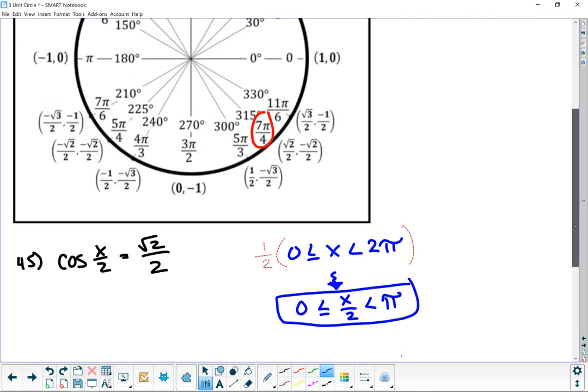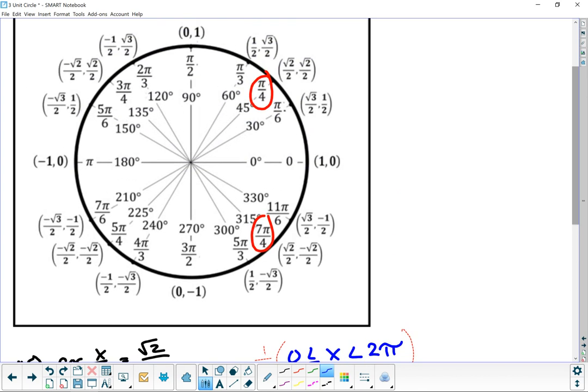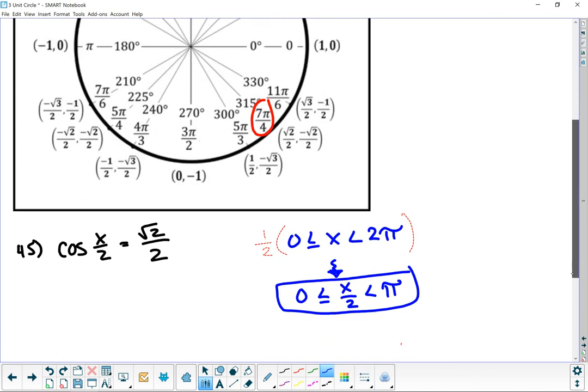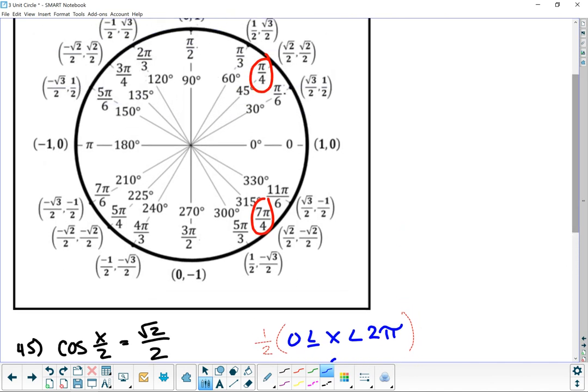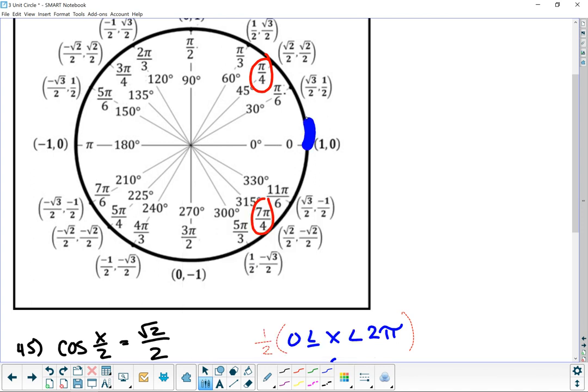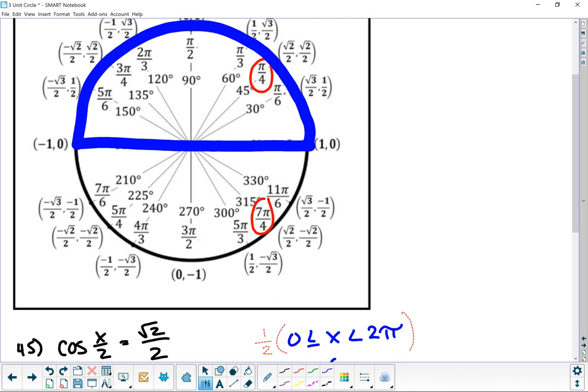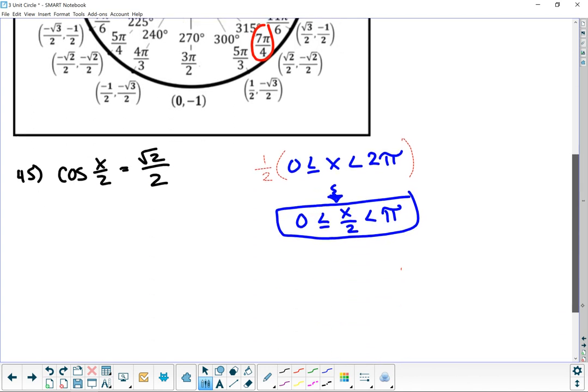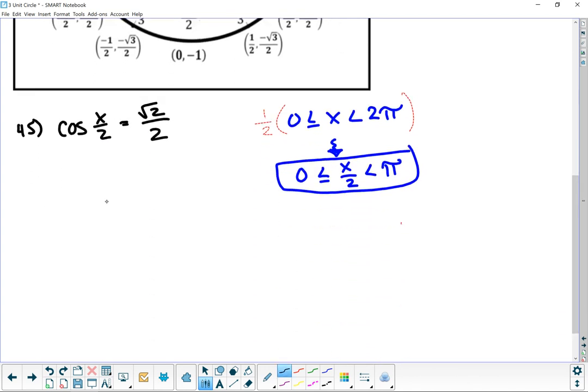So in my unit circle, this is not one unit circle or 2 or 3. It's actually less than that. I'm actually looking from 0 to pi, which means that I will only need to look as far as from 0 all the way to pi. And my answer that I can find is pi over 4 only. So x over 2, that angle is going to be pi over 4.